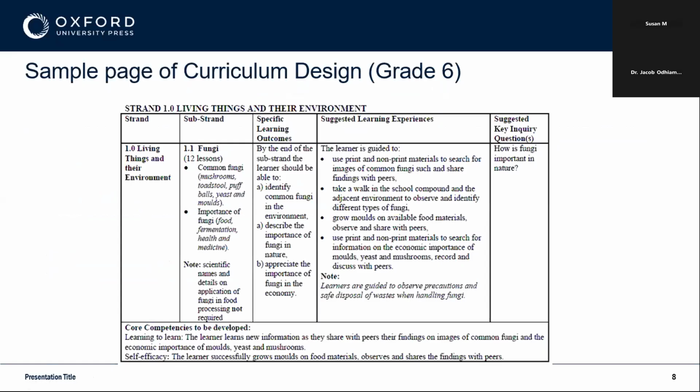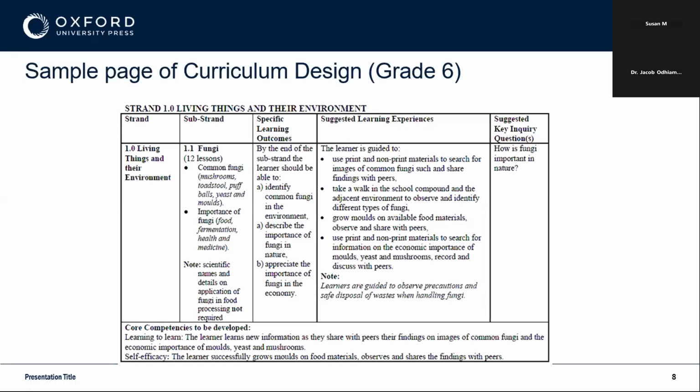the strand has been the way it has been before. This is a sample showing that the strand there is living things and their environment. If you are keen, you see that the environment was a strand in the old curriculum design, but it has now been merged under living things. And by the way, the definition of environment is just the surrounding of a living thing. So the curriculum developers saw it wise to have it under living things and not as a standalone strand.